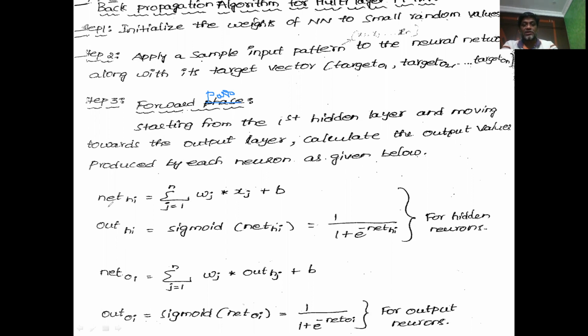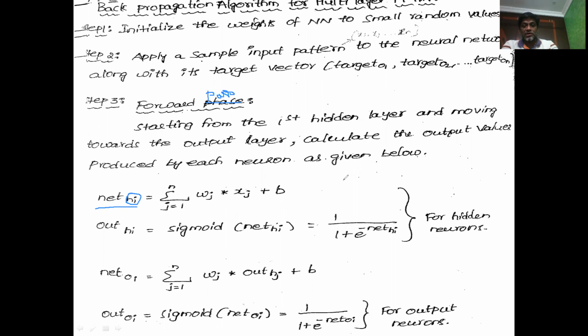So the formula is very simple. We will calculate the net output of a particular neuron. Let us say Hi is the neuron. The net output from this hidden neuron Hi will be calculated as the summation of j equals 1 to n, wj into xj, plus b.